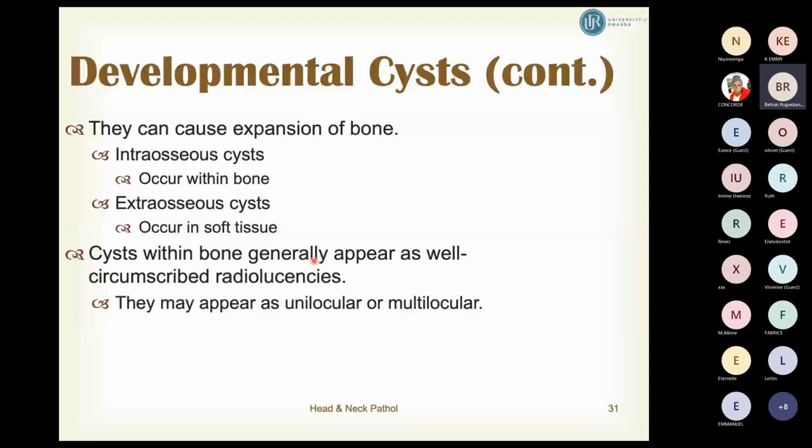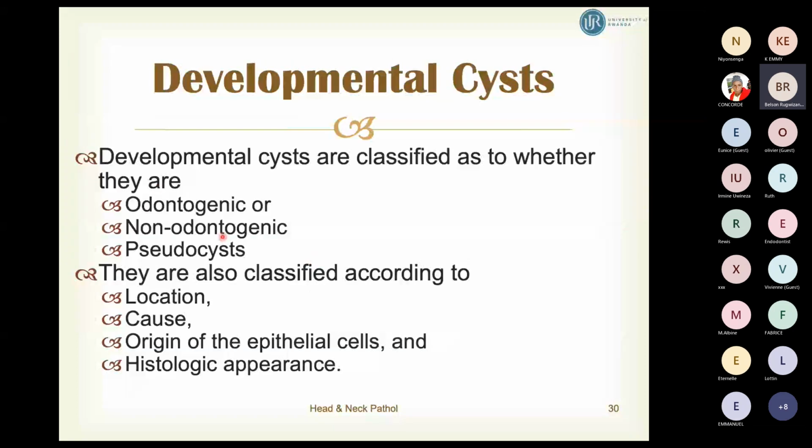So now, as we saw, these can be odontogenic, non-odontogenic, or pseudocyst. We shall discuss a few of them because there are many types. Odontogenic cyst means that they have in them the tissue from which the teeth are formed. So we have a dentigerous cyst, eruption cyst, primordial cyst, odontogenic keratocyst, calcifying odontogenic cyst, lateral periodontal cyst, and gingival cyst.